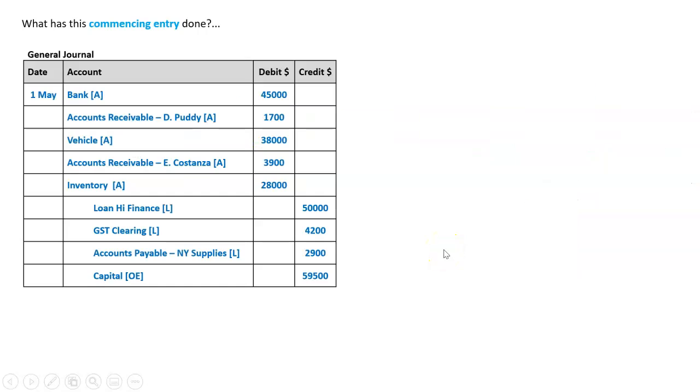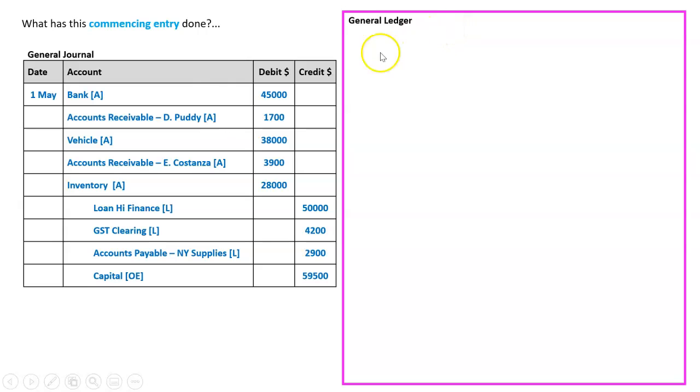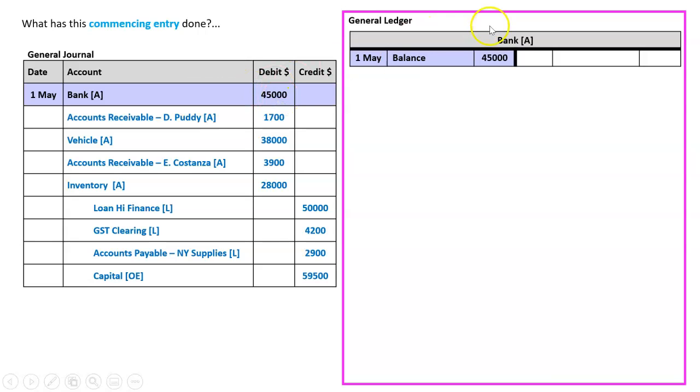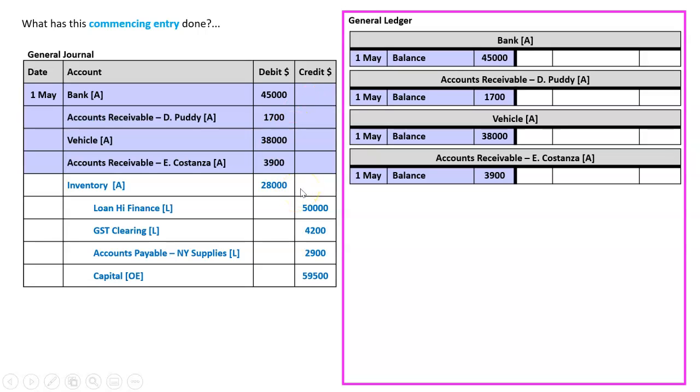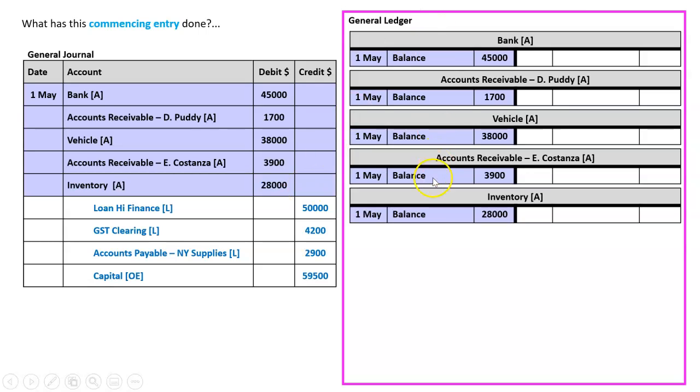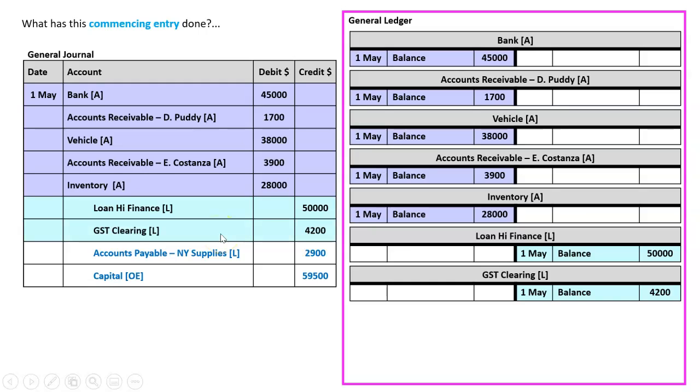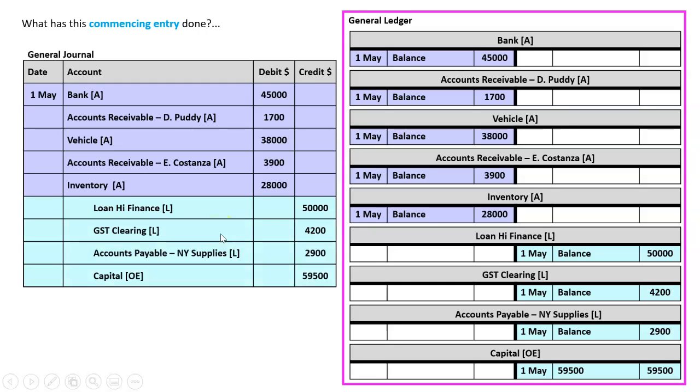So basically what we just did with this entry was make a big thing called the general ledger, and each entry here created a ledger in the general ledger. So we had a bank ledger, accounts receivable D Putty, vehicle, accounts receivable E Costanza, inventory. They were all our debits. And then we had our credits. We created a ledger for the loan, GST clearing, accounts payable, and capital. And that's what we did. We just made this box here called a general ledger with all these ledgers, and our debits equaled our credits. And that was the point of this commencing entry. We now have a double entry accounting system.